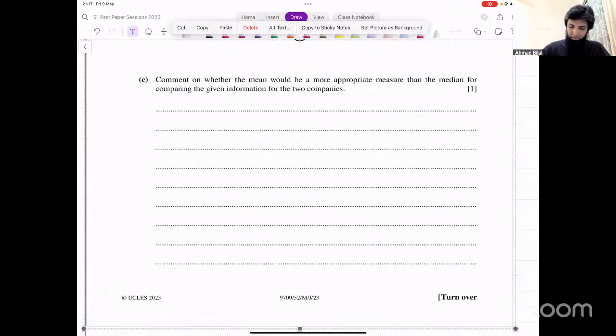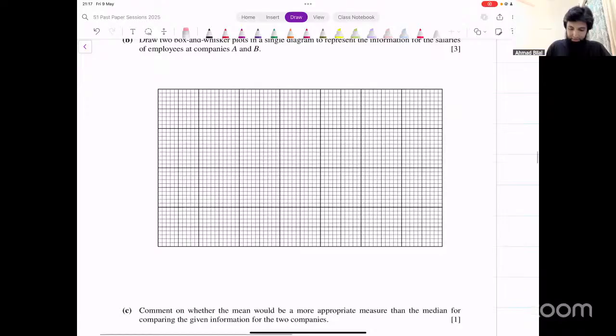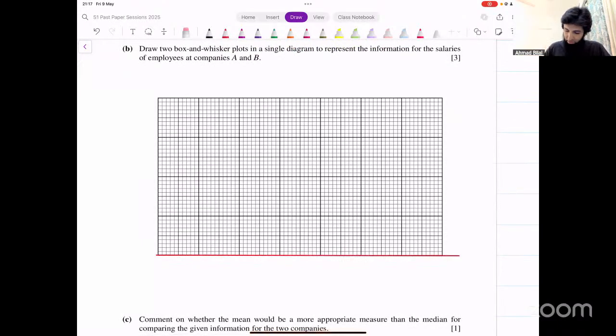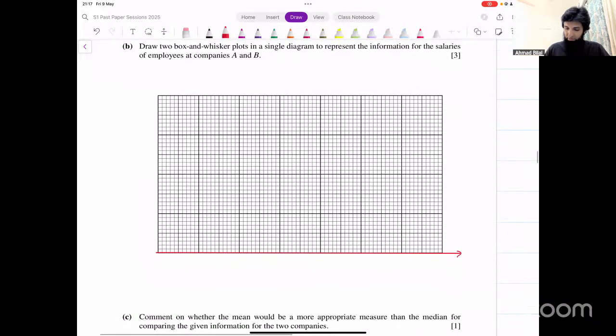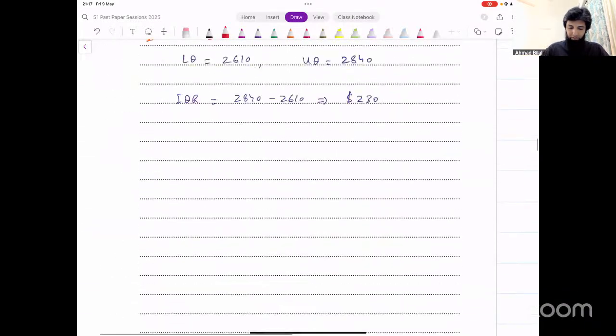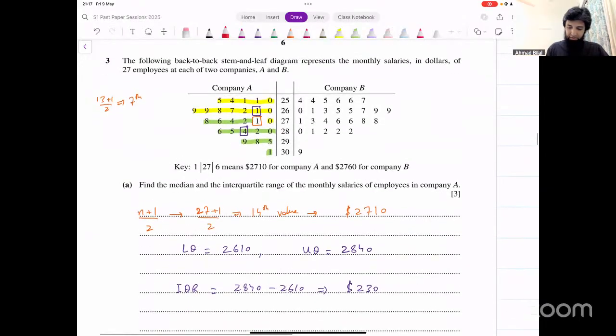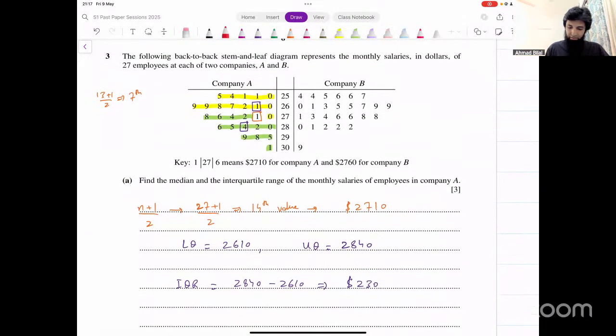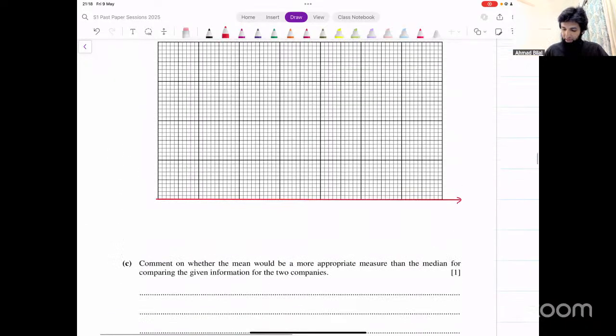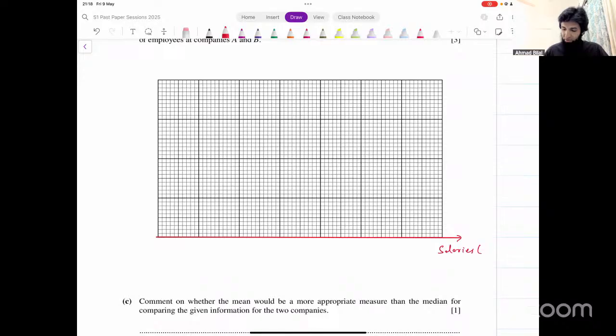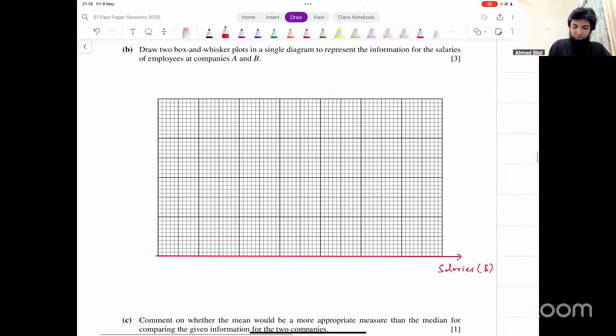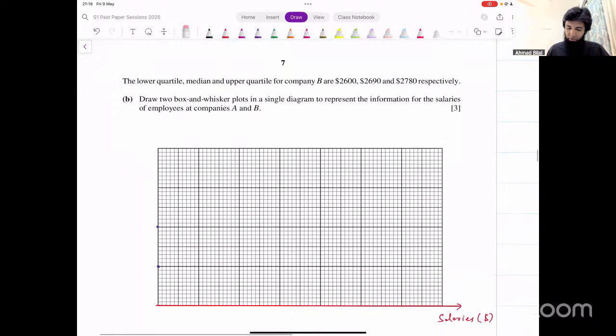Let's make an axis here like this. This is the horizontal axis. You have to label this appropriately. What does it represent? It represents salaries. So you have to write that down clearly. Labeling is important. It represents salaries in dollars. That's the horizontal axis. And now on this diagram, choose any two lines on which you draw those box and whisker plots, this and this. Or you can choose one further away if you want. And draw those two box and whisker plots.